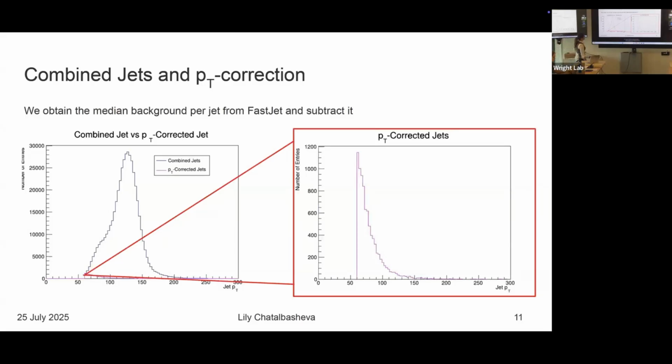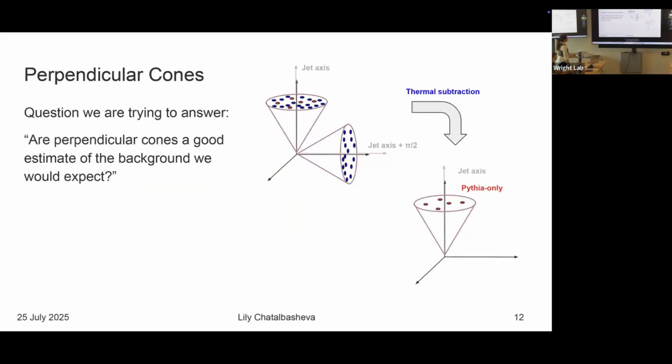As you can see, most jets actually have so much thermal background that they're hard to read. So we correct for the overall thermal background per event in those pT corrected jets. As you can see, this mimics more closely the very exponentially decreasing slope of our Pythia jets. 30 seconds left. Okay, I'll be super quick.